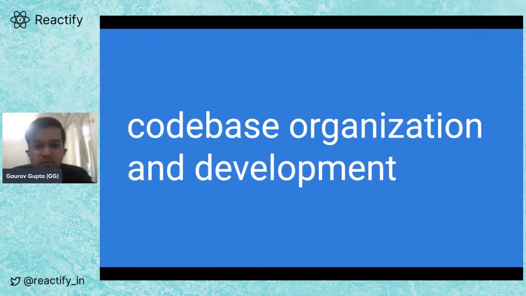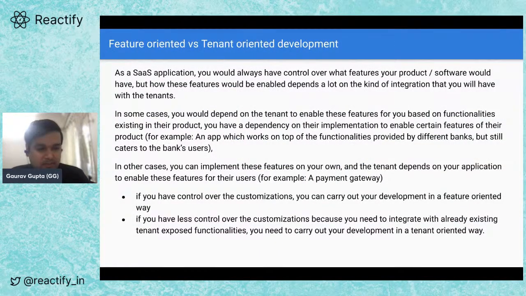Next, we'll talk about some code base organization patterns and development. So the main thing here is feature oriented versus tenant oriented, which I've already explained in a way. If you control the features, if you implement the features without depending on the tenant functionality, and the tenant just integrates with you to expose your features to their users, it is more of a feature oriented thing, because you don't really care about how many tenants are going to integrate with your application, because you do not have any dependency on tenant side functionality.